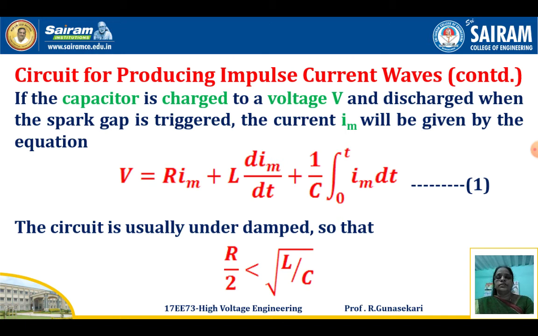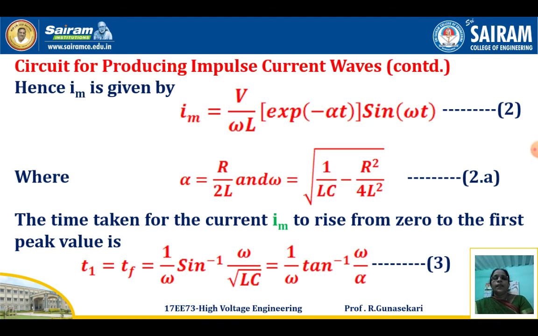So suppose the circuit is underdamped, meaning R/2 is less than root of L/C. This is the condition. Then the current Im is given by V divided by omega L into e^(-alpha t) into sin omega t, where alpha equals R/2L and omega equals root of 1/LC minus R squared divided by 4L squared. By using this formula, you can calculate the factor alpha and the angular frequency omega.